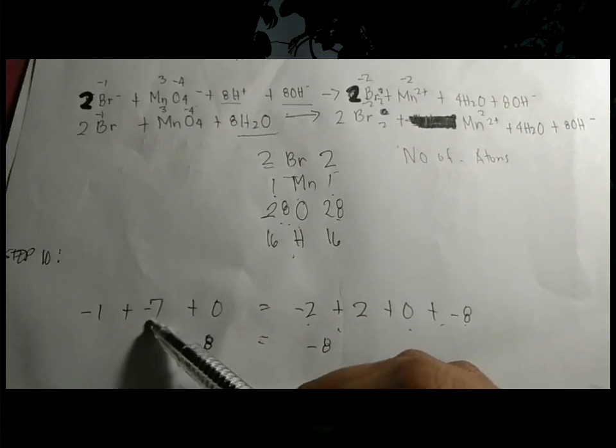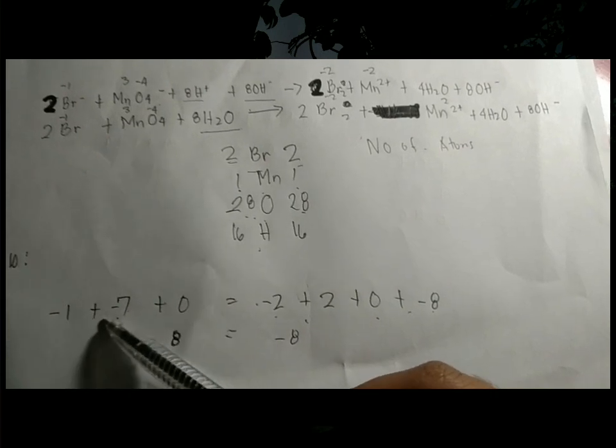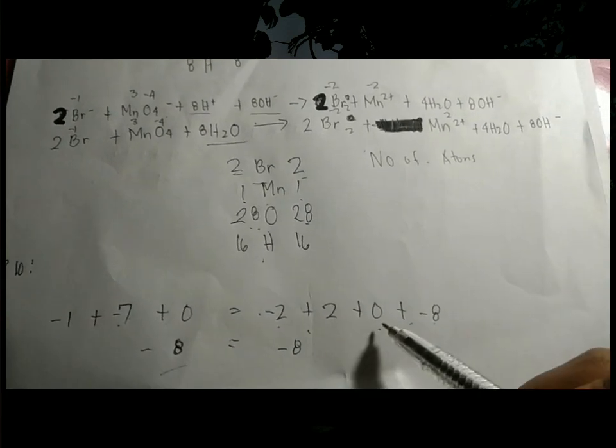And this is the total charges again. So negative 1 plus 7 plus 0 is equal to negative 2 plus 2 plus 0 plus negative 8. So negative 1 plus negative 7 plus 0 is equal to negative 8. And then negative 2 plus 2 plus 0 plus negative 8 is equal to negative 8. So okay, it is balanced.